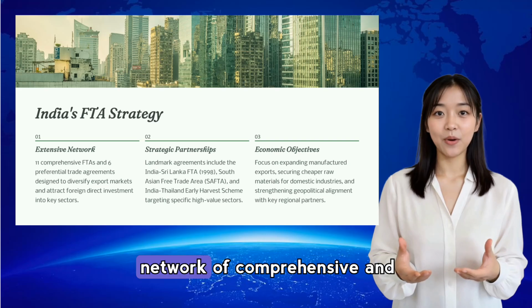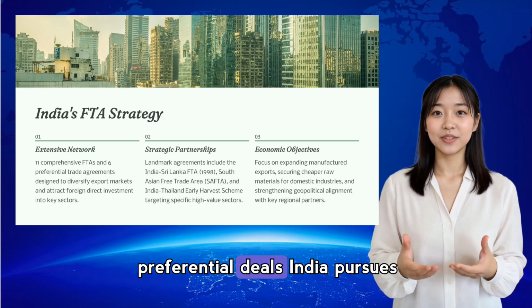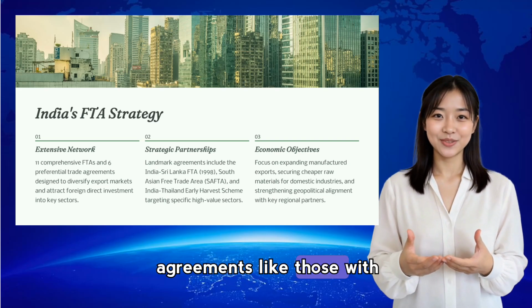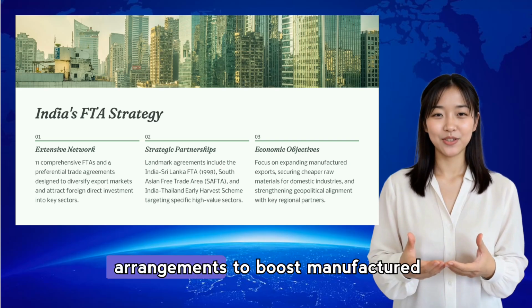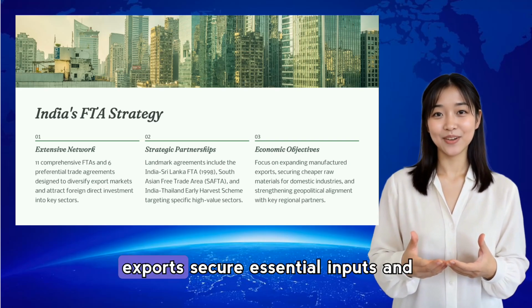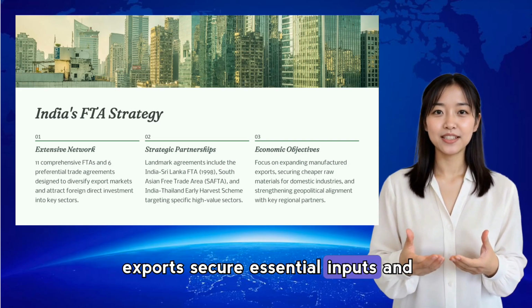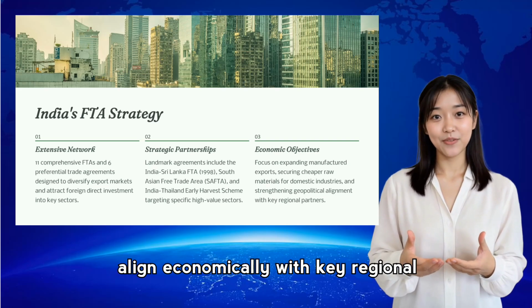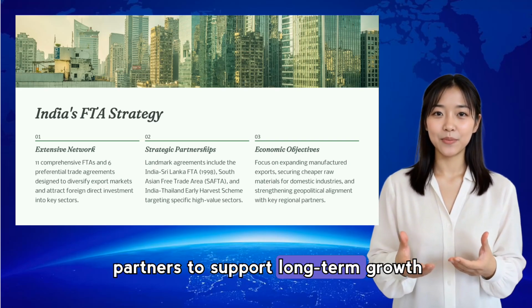With an expanding network of comprehensive and preferential deals, India pursues agreements like those with neighboring states and early harvest arrangements to boost manufactured exports, secure essential inputs, and align economically with key regional partners to support long-term growth.